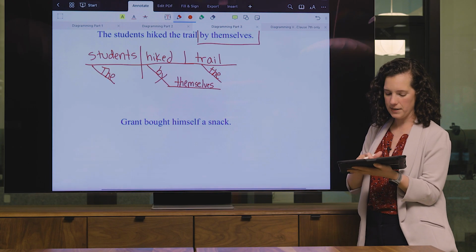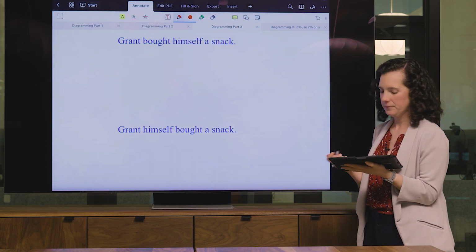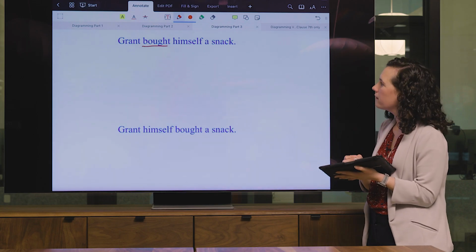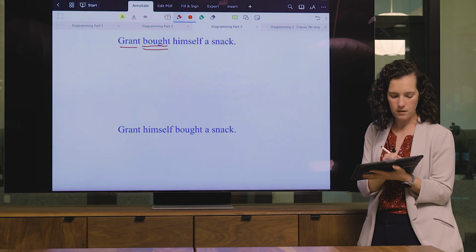Let's look at two more examples. Grant bought himself a snack. If we have our verb, bought, we see Grant did that action, so Grant is our subject.